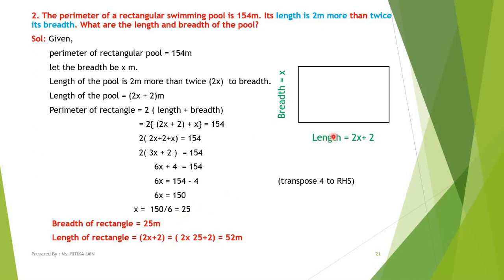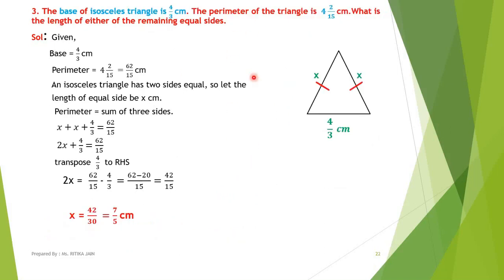Now what about length? For length we have the expression 2x plus 2. So put the value of x over here. When you put the value, you will get 52 meter. Clear? Now, if you want to check whether you have got correct values or not, what you will do? You will put these two values, length and breadth, into the formula of perimeter. When you solve, again you will get 154 meter.